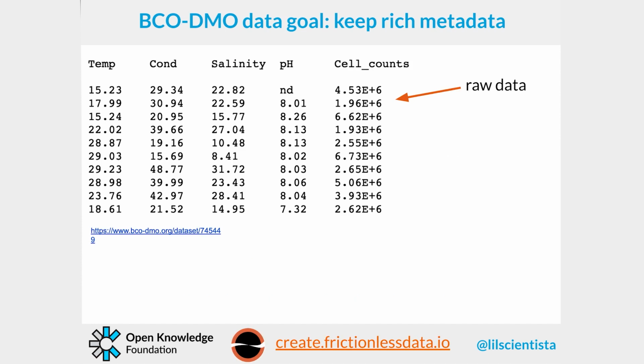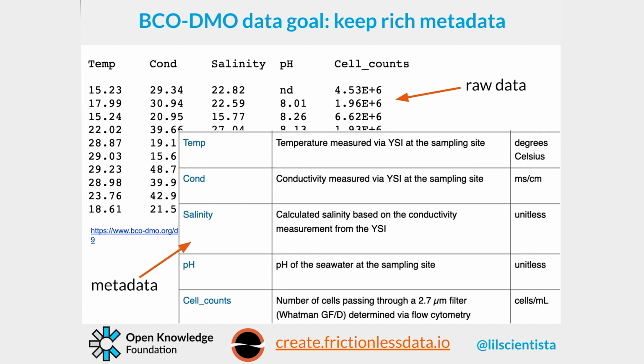from BCO-DMO data. This is a data set that you can download from BCO-DMO, and first looking at it, you're like, I don't really know what this means. Temp, probably temperature, but what are the degrees? What's the unit? I don't know what cond is. So this is raw data without any metadata, and it's not innately useful. So it's really important to have metadata, and here's the metadata associated with this data. So we see temp, it's degrees Celsius. Cond means conductivity and also has a unit. And now that we have this metadata, this data is much more useful.